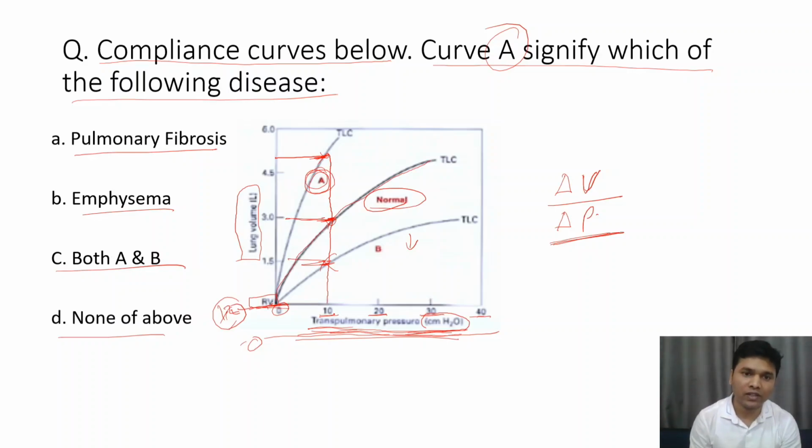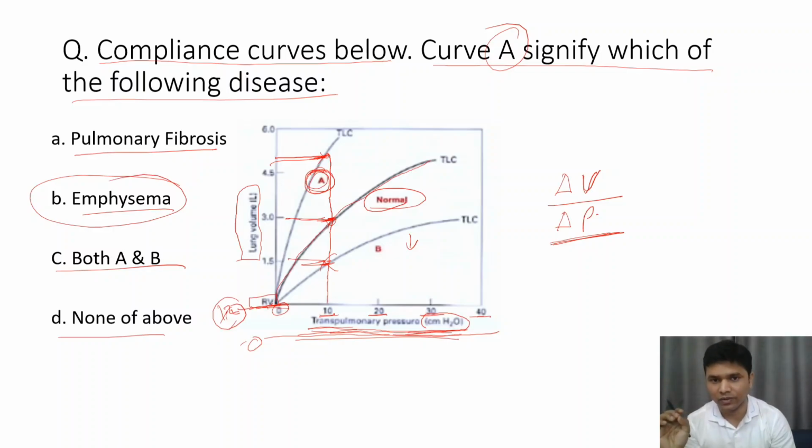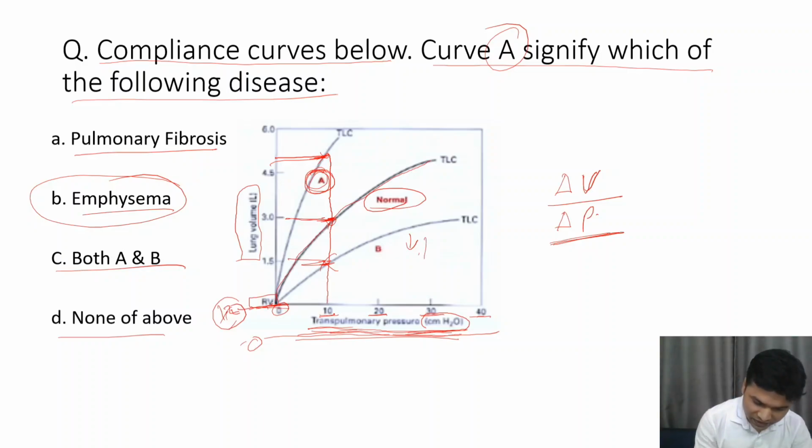So that is seen in the case of emphysema, more than normal. This one, curve A: the lung is easily inflatable because of the loss of elastic tissue in emphysema. Elasticity is decreasing, and if you change the pressure a little bit, the lung will inflate so much. So the lung is more compliant, but it's not a good condition. Decreased compliance is also not a good condition, and increased compliance is also not a good condition.